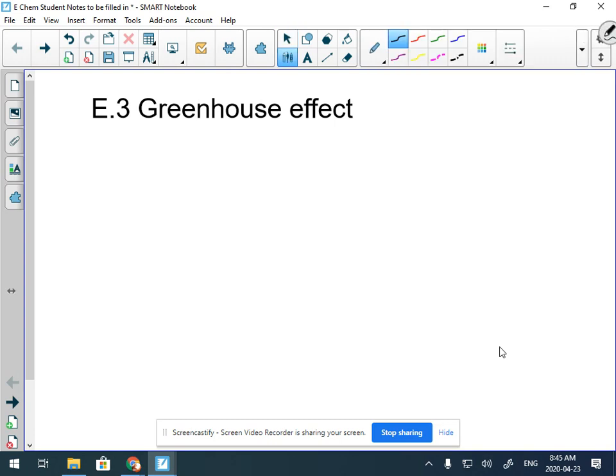Hey, IB kids. So we're done with acid rain. We're going to move on to the next part of environmental chemistry. And this doesn't have much to do with acids and bases, but it's part of our little IB part on environmental chemistry. And this section is on the greenhouse gas effect.